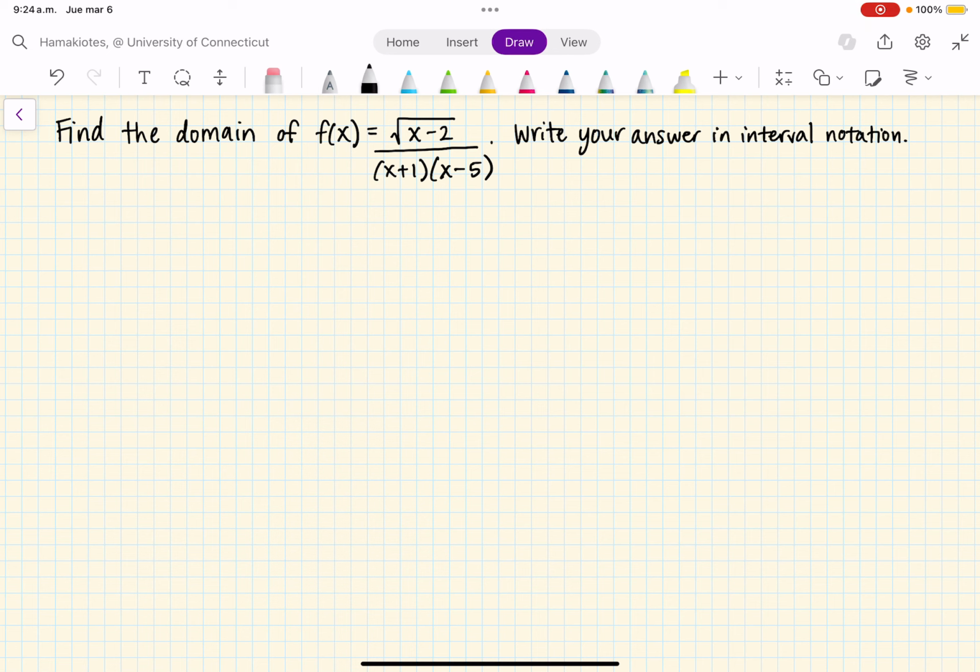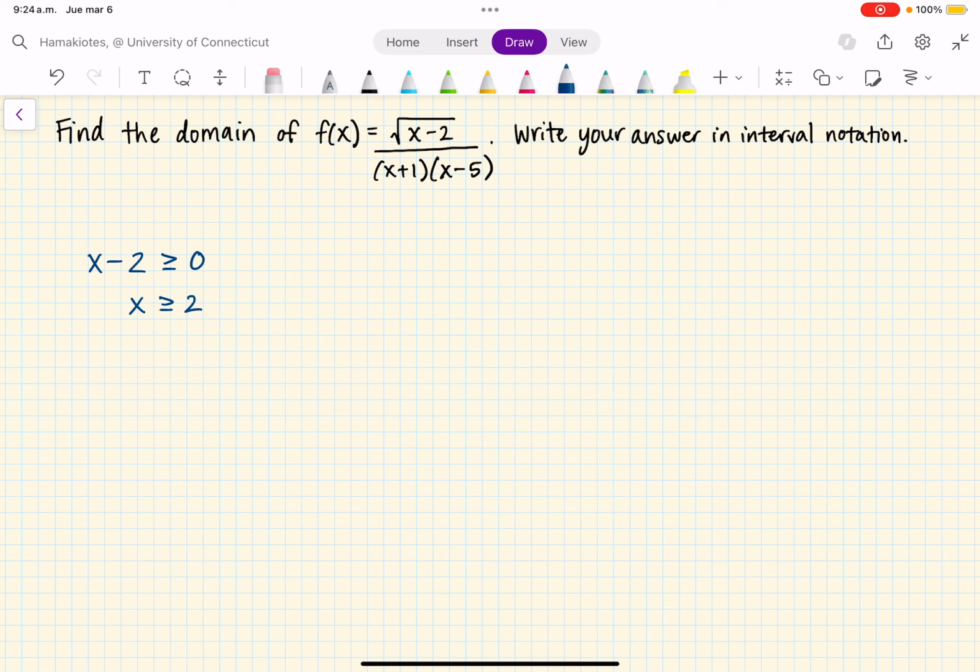Well, we see in the numerator, we have the square root of something, so we want to make sure that that something is greater than or equal to 0. So what we want to do is make sure that x minus 2 is greater than or equal to 0. Now, if I add 2 to both sides, I get that x is greater than or equal to 2.